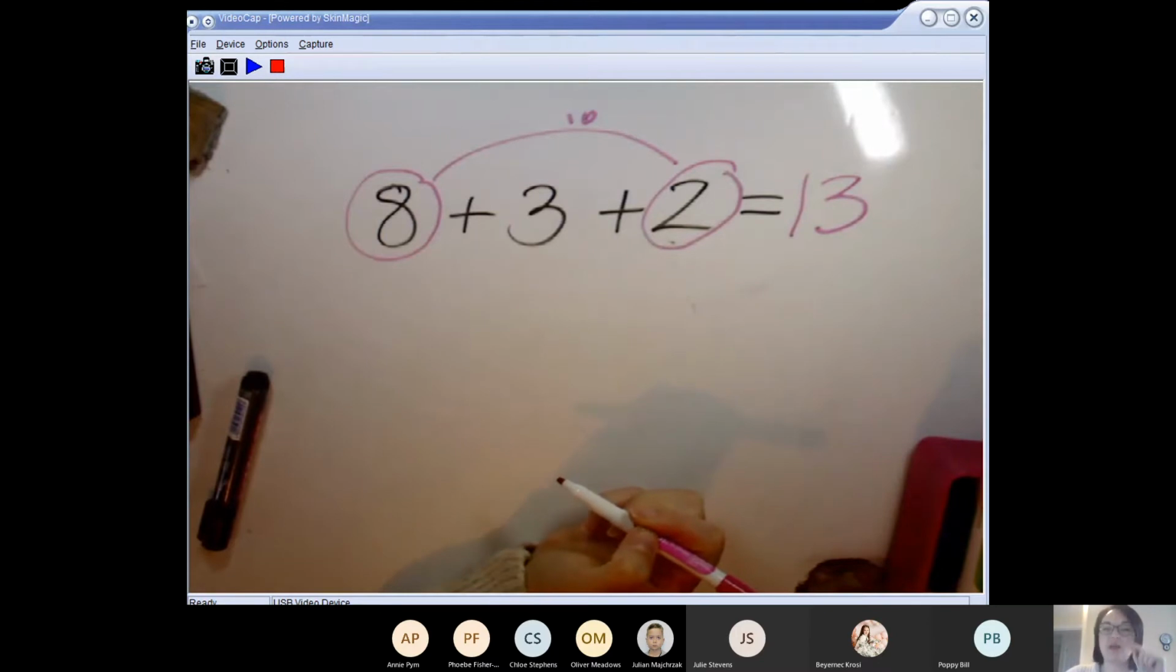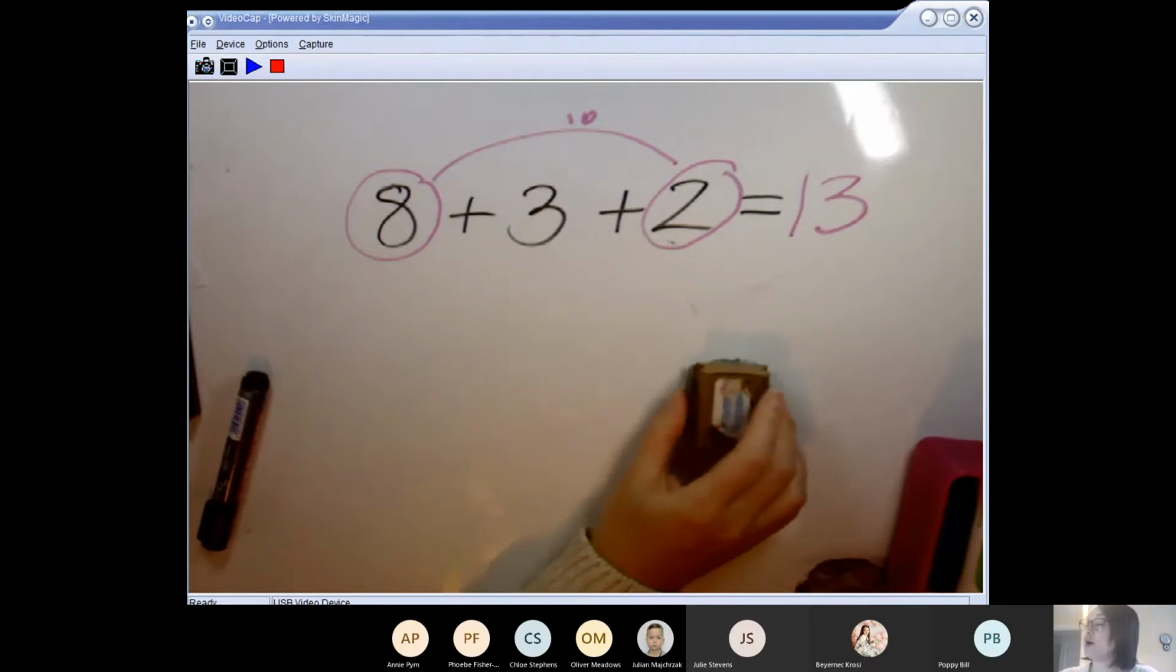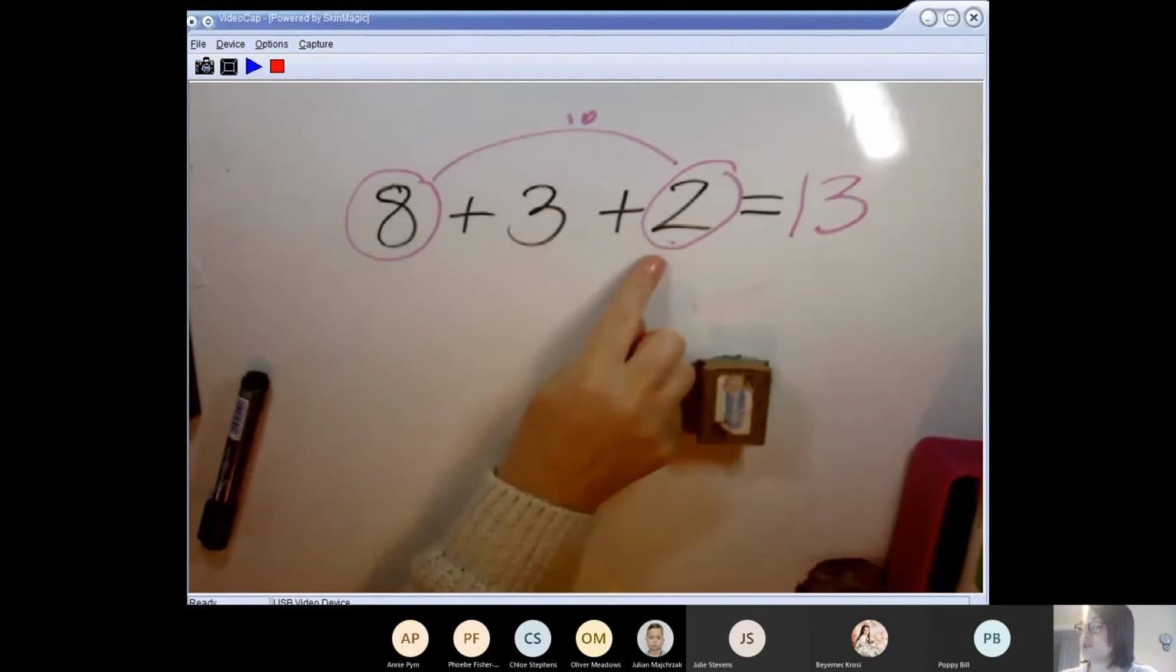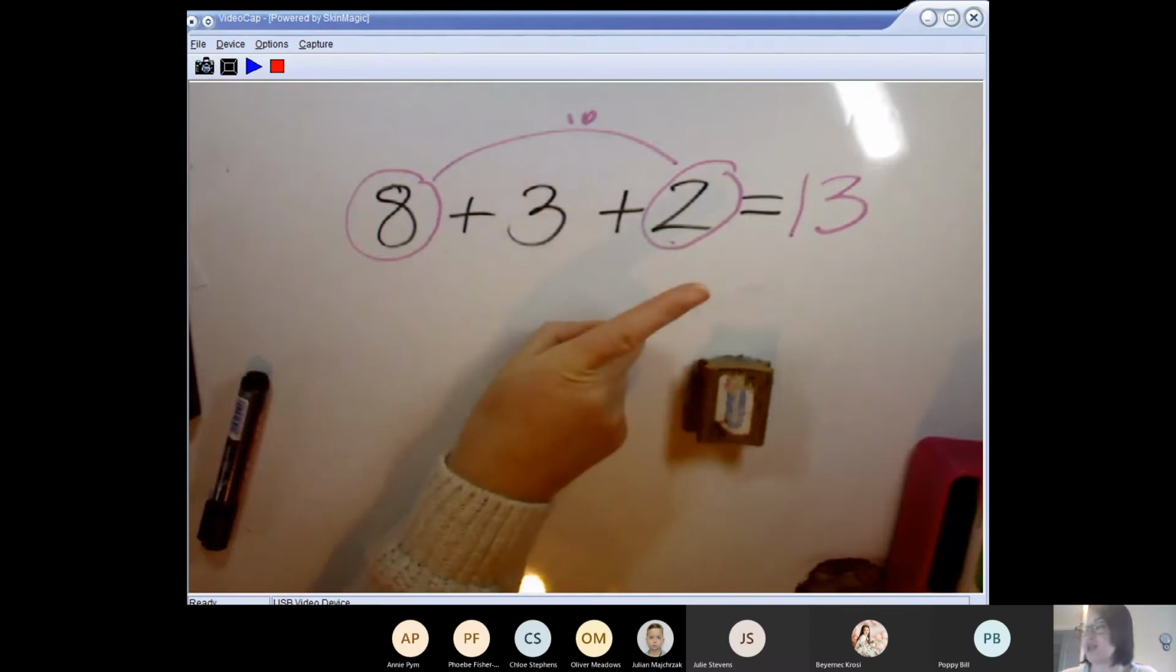Once you start spotting number bonds to 10 in sets of numbers, you can add them together really easily. You don't need your fingers at all. You can do it just in your head by using the things that you already know. If I know that 8 and 2 make 10, I know that 10 and 3 make 13.